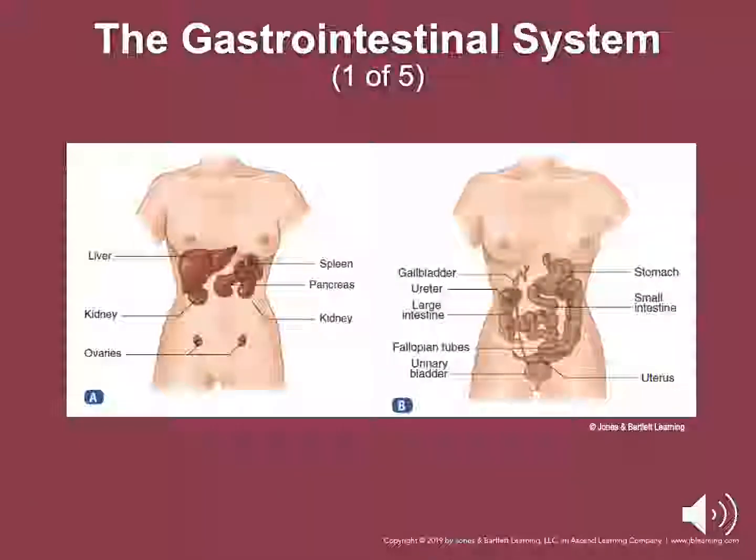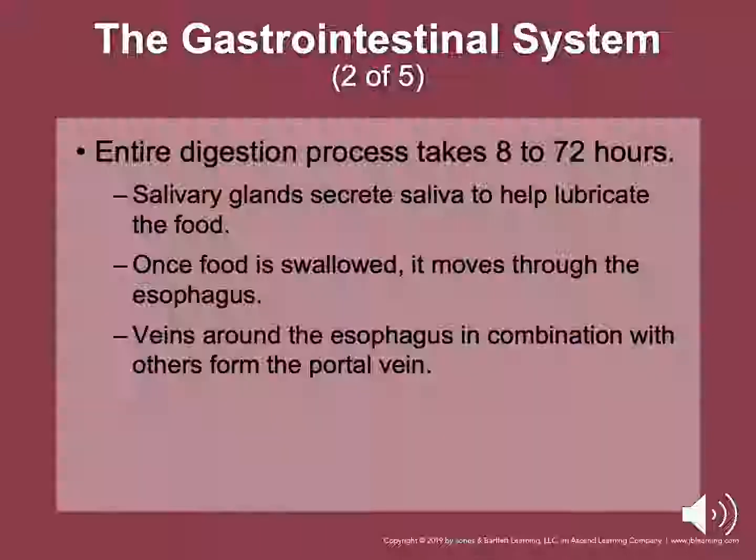The gastrointestinal system's main function is to absorb the products of digestion to fuel the cells within the body. So its main function is to digest and convert that into fuel for the rest of the body. It consists of the mouth, intestines, salivary glands, pharynx, esophagus, liver, gallbladder, pancreas, rectum, and anus. The entire digestion process takes 8 to 72 hours.